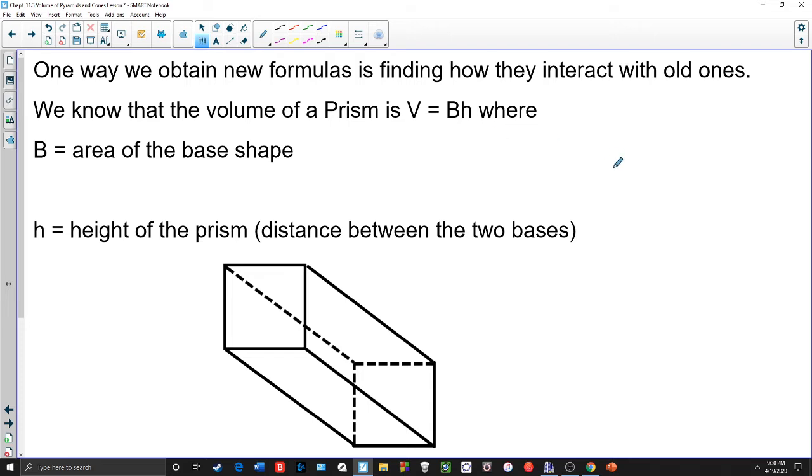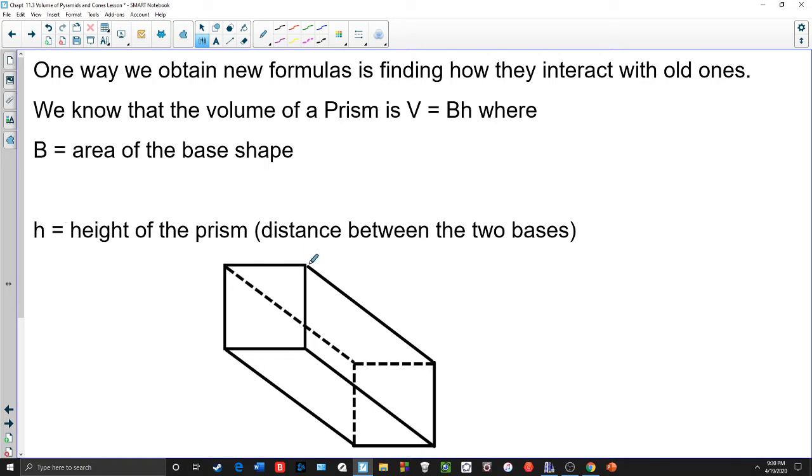So one way we attain new formulas in math a lot of times, in fact, this is one of the ways that new formulas are discovered, is we figure out how they interact with old shapes or old formulas. So for example, we know that in a prism, we talked about last video, the volume is simply the area of the base times the height. So we wrote that as capital B times h. So if we had a triangle, we do 1/2 base times height. If we had a rectangle, we would do length times width. If we had a circle, we would do pi r squared. So capital B changes depending on what our base shape is, and then h, the height of the prism, is how far away the two bases are.